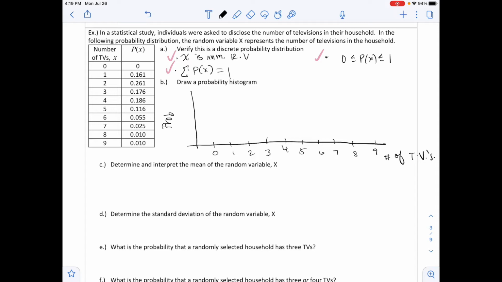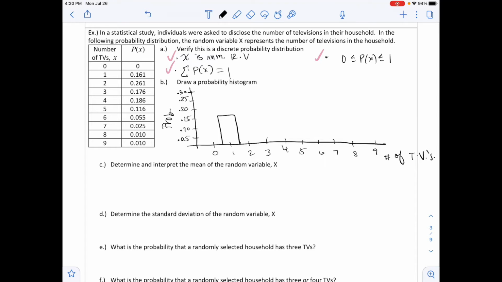And then on our vertical axis, we're going to put our probabilities. If you look at the probabilities, the largest one that we have is 0.261. So we're going to go ahead and count. I'm going to count by 0.05, 0.10, 0.15, 0.20, 0.25, 0.30. So for the first one, we have a probability of 0.161.